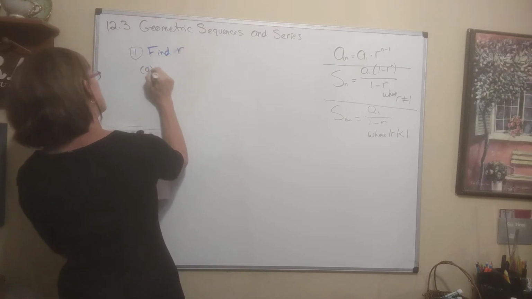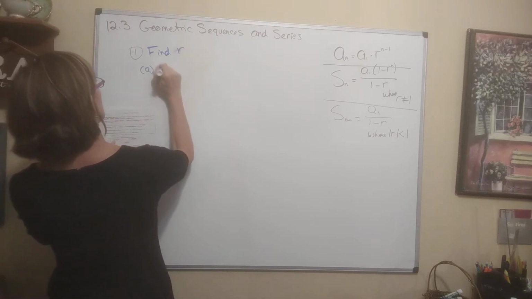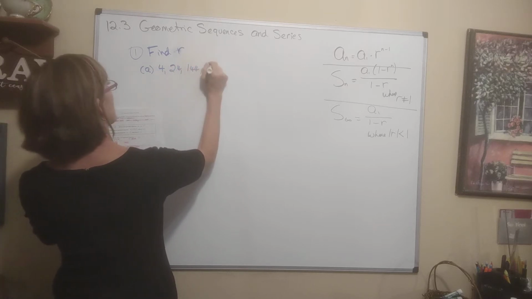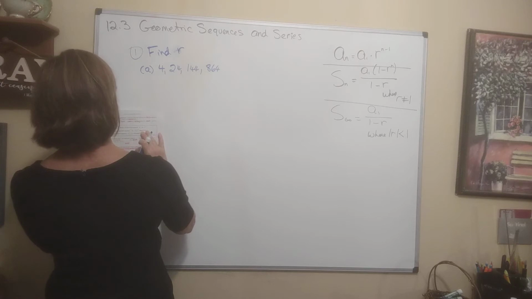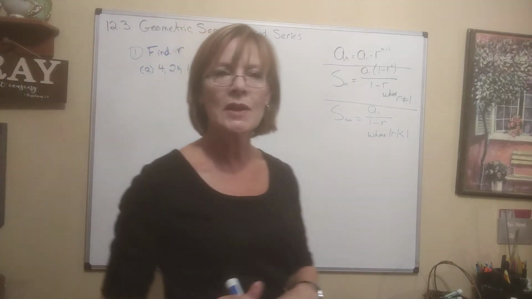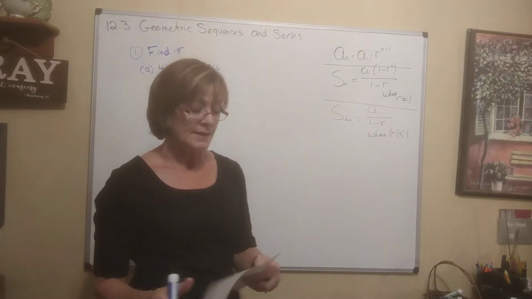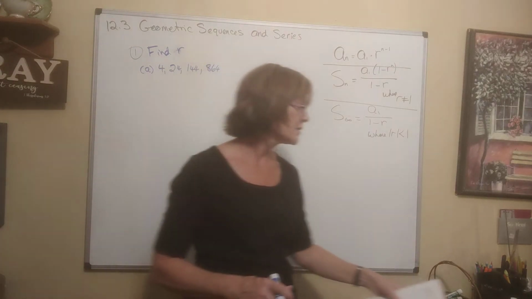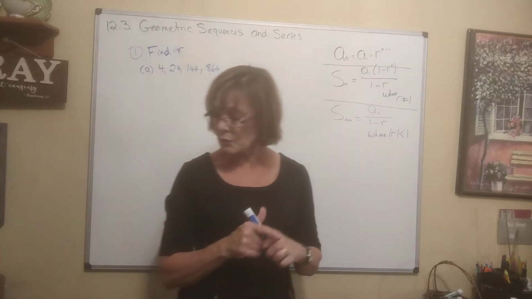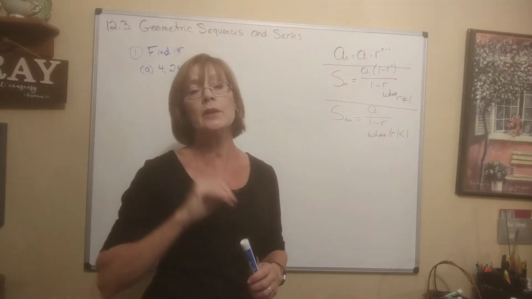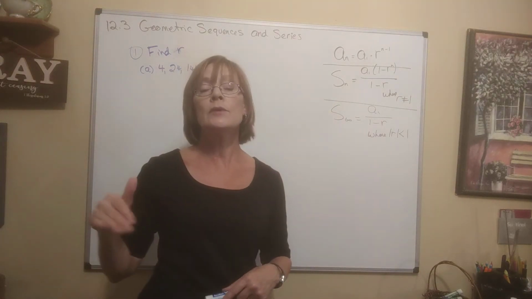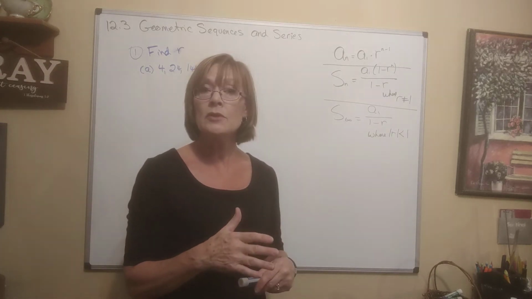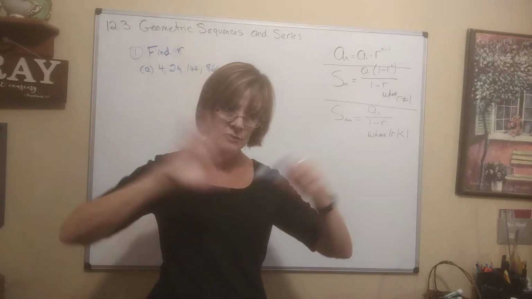Part A, they list the numbers 4, 24, 144, and 864. We want to read the words to see what kind of sequence, if they give us a clue. And they did. They said, find the common ratio R for the geometric sequence. If you hear the words find the common ratio, you know you're dealing with a geometric sequence. If you hear the words geometric sequence, then you know there's a common ratio R. They told us both of those things, so we are in great shape.